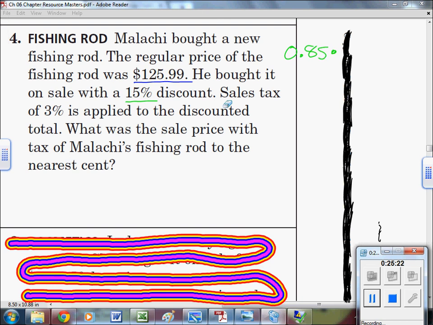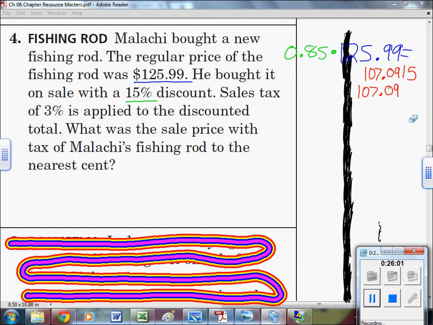So the magic number is going to be, what is 85% of that regular price, which is $125.99. If you calculate that, that'll tell you how much you're paying after your discount, but before your tax. If you take the time to multiply that out, that's 0.85 times 125.99, you get 107.0915. We're talking money, so let's round to the nearest cent. That's going to be 9 cents. So before sales tax, we are paying $107.09. That is the sales price of this fishing rod that's on sale.